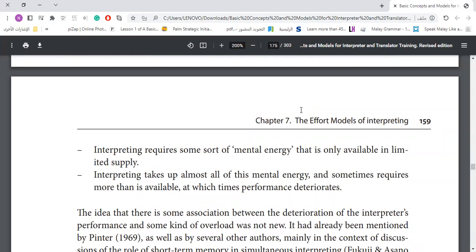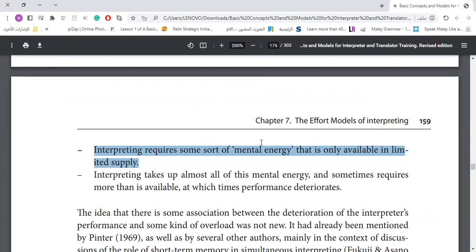Now, listen to this. Interpreting requires some sort of mental energy, which is available in limited supply. I want you to imagine being surrounded by kids. For how long can you be patient? Imagine being surrounded by 6 or 7 kids who are shouting, jumping. I can imagine you feeling, okay, I'm patient, I love kids the first 5, 10 minutes. And by this, I'm being very generous. But at some point, you're going to be like, just stop, leave me alone, or you're going to leave.